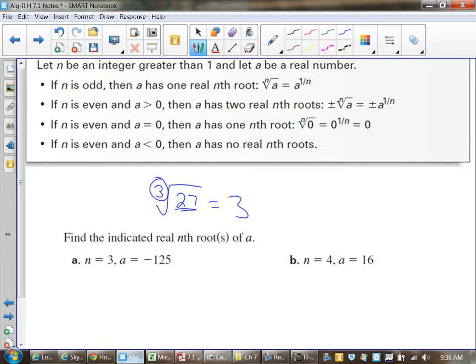If it's an even root, if it's the 4th root of a number, that means what are 4 numbers you can multiply together that are the same to get you to 81? Well, a little while ago we said it was just 3.